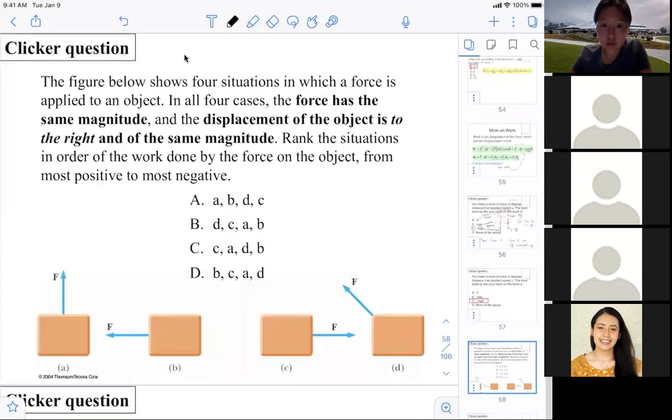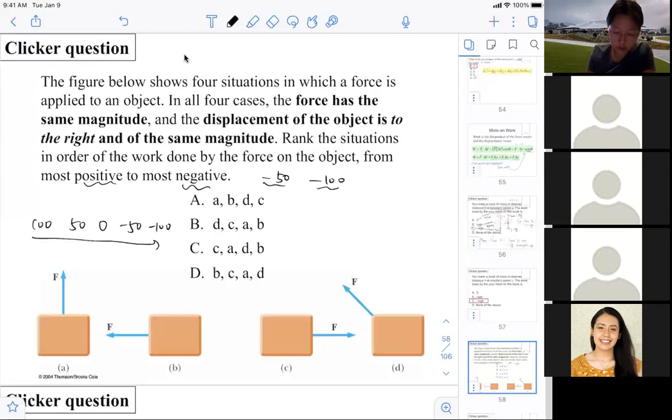Another question to further help us understand in which case you get positive, in which case you get negative. So here we have 4 different scenarios. We wanted to rank the work done by these forces from the most positive to the most negative. For example, if it's negative 100, it will be more negative than negative 50. So that's what I mean by most positive to most negative. We may have 100, 50, 0, negative 50, negative 100.